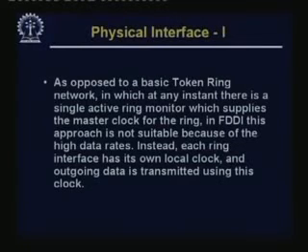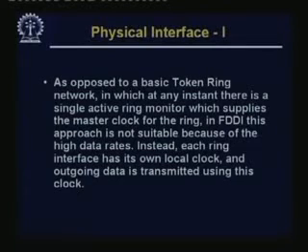What are the physical interfaces like? As opposed to a basic token ring network, in which at any instant there is a single active ring monitor which supplies the master clock for the ring, in FDDI this approach is not suitable because of high data rates, that is one thing, and the other thing is that the ring could be very large. So, if the ring is quite large, then having the central clock becomes difficult.